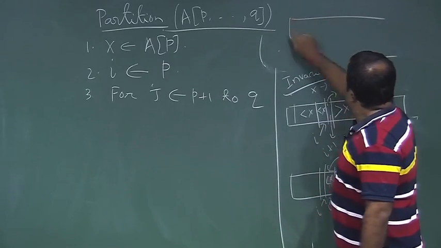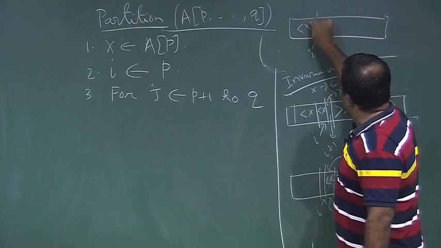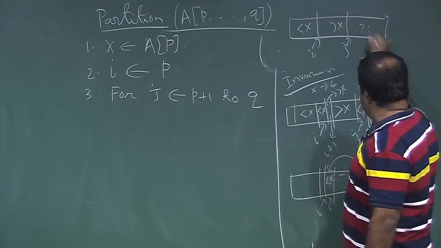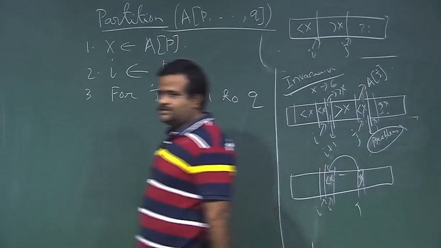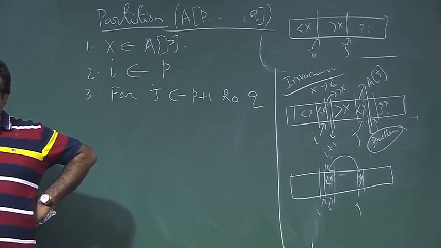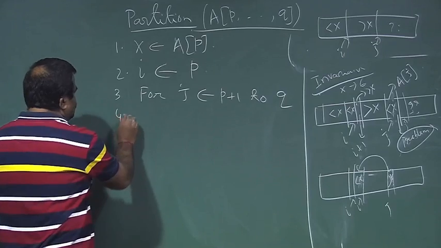So, if this is i, then all the elements here are less than x. If this is j, all the elements here will be greater than x. This is the way we will handle this situation. If aj is less than x, we handle it this way; if aj is greater than x, no need to do anything. So, that we have to write.